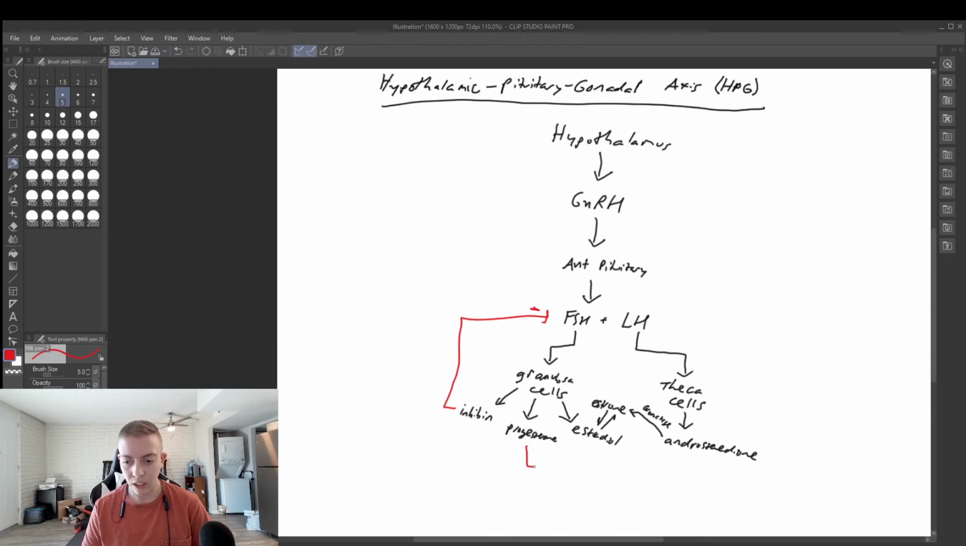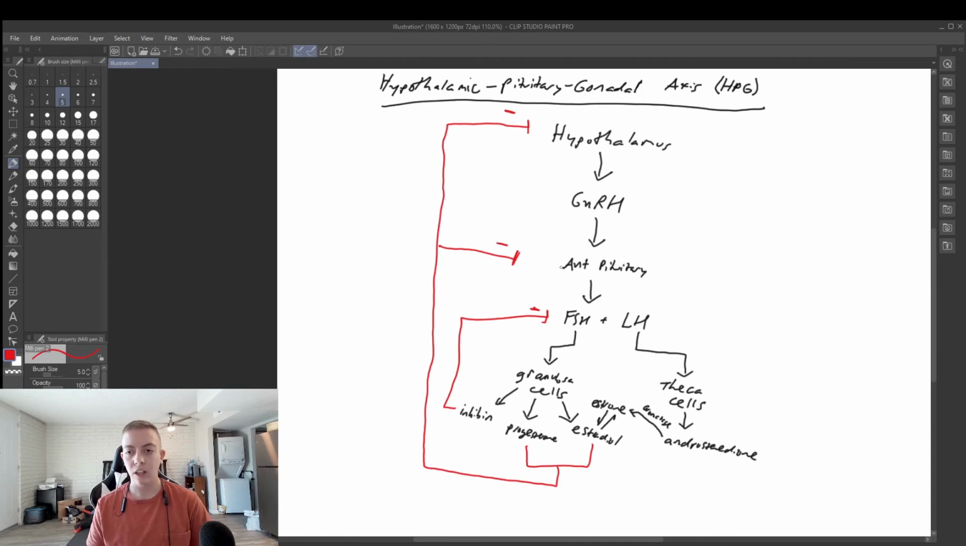And then progesterone and estradiol are both going to inhibit at the hypothalamus and at the anterior pituitary. So we get inhibition of both of these. So if we have GnRH secreted from the hypothalamus, which goes to the anterior pituitary, secreting FSH and LH, which triggers the granulosa cells to produce inhibin. Inhibin inhibits FSH, progesterone, and estradiol inhibit the hypothalamus to decrease GnRH and decrease FSH and LH at the anterior pituitary.